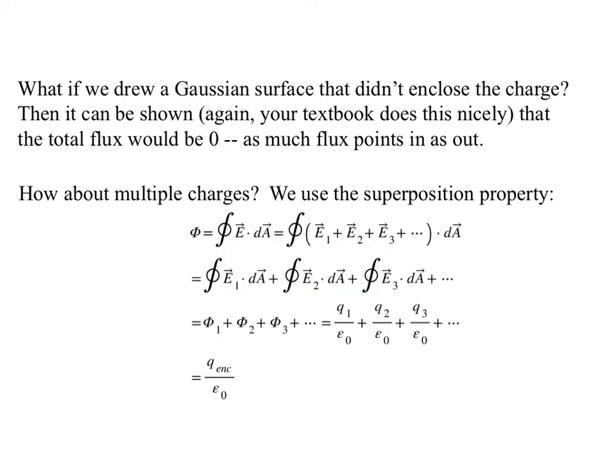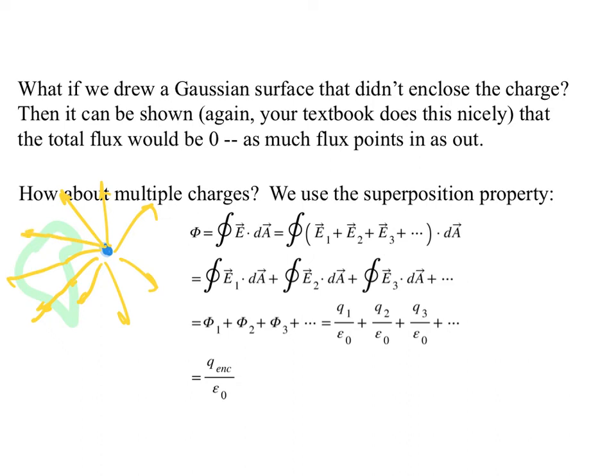What if we had drawn a Gaussian surface that doesn't enclose the charge? So here is our charge, and we draw this Gaussian surface, which is kind of dumb, but we draw that one. Then it can be shown, which is pretty easy, and your textbook does a really nice job of it, that the total flux would have to be 0. There's as much flux coming in as going out, and therefore every bit of field that pierces here, as this field is drawn, here's the field, and every bit that pierces, it goes in here, but then it leaves later, and goes in, but then it leaves.